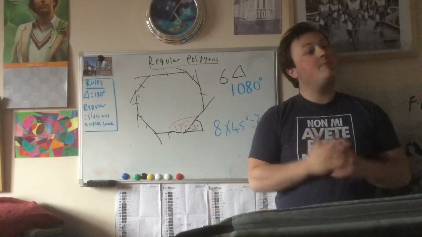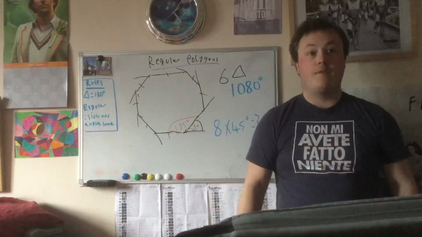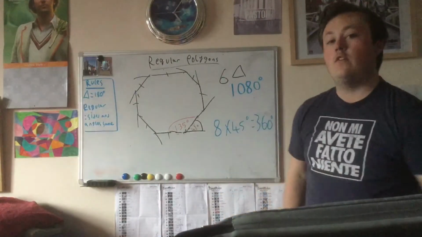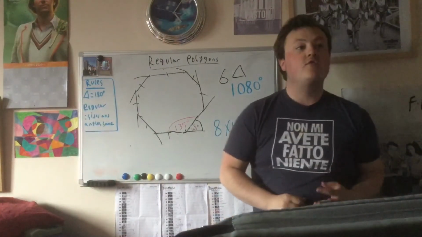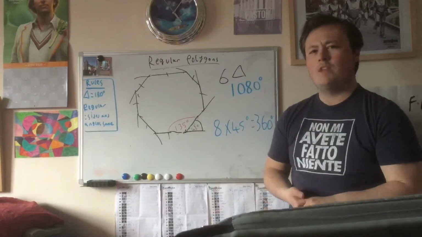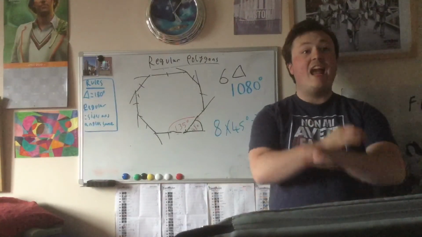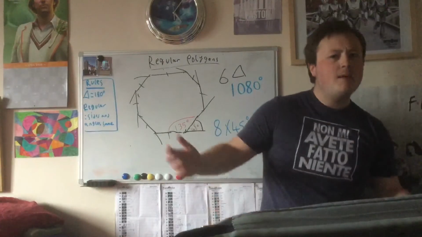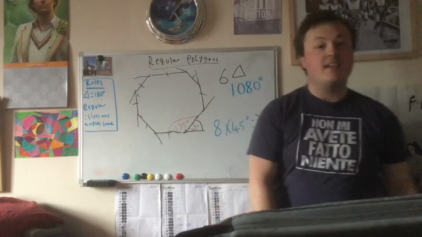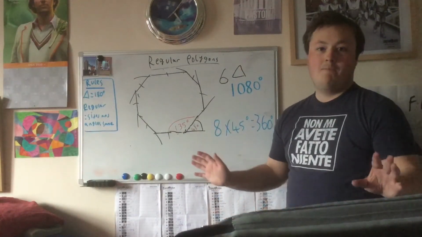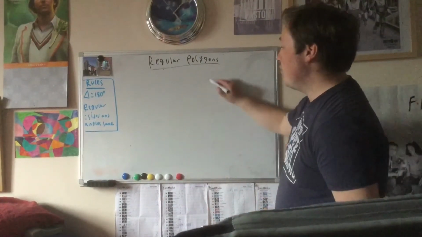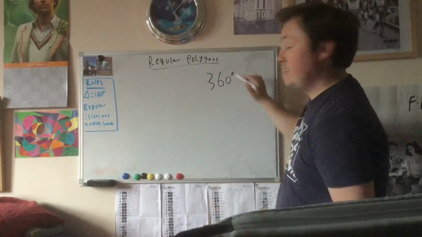Well, think about this. The sum of the exterior angles in a triangle is 360. In a square, 360. In a pentagon, 360. Even in an octagon, it's 360. What have we found? What if I was to tell you the sum of the exterior angles in any regular polygon, no matter how many sides, will always be 360 degrees, no matter what? How cool is that? So what have I just shown you? The sum of all exterior angles will always be 360 degrees.